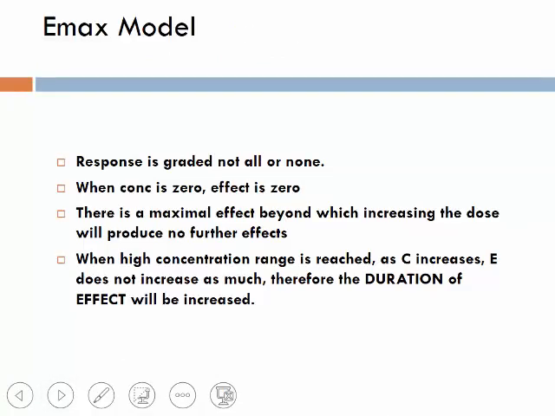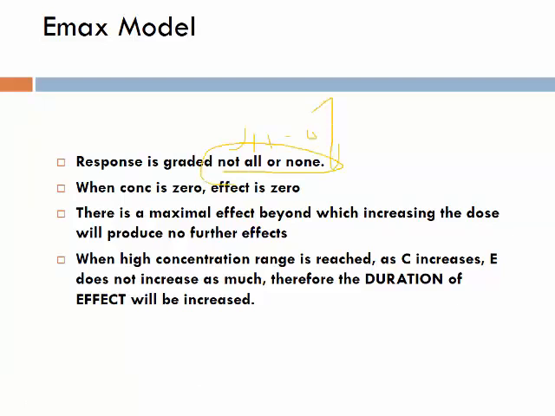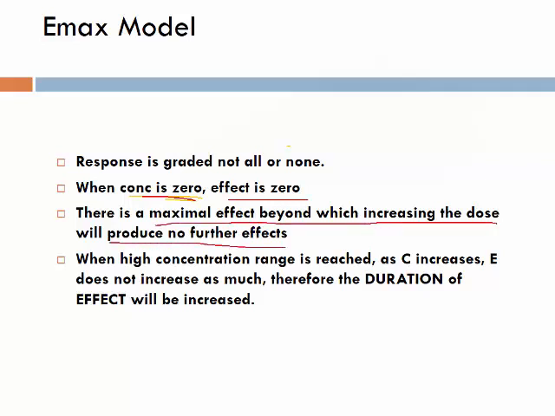So what's important about this is that we don't see this all or none or on off. We only see that with higher gammas. So we don't see that. The response is what we call graded. So it will slowly increase with increasing concentration. Another important factor here is that when the concentration is 0, the effect is 0. There's also a maximal effect beyond which increasing the dose will produce no further effects.